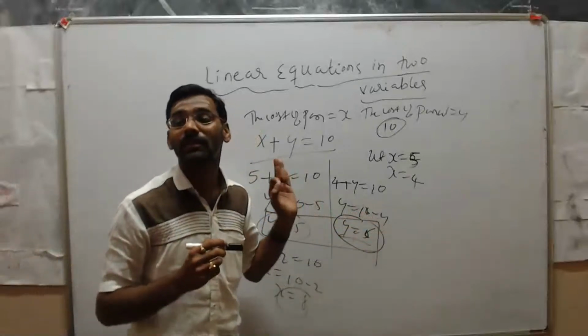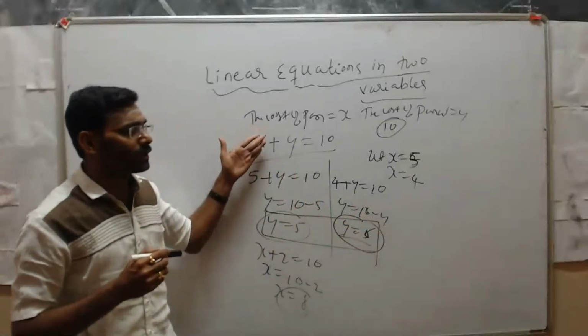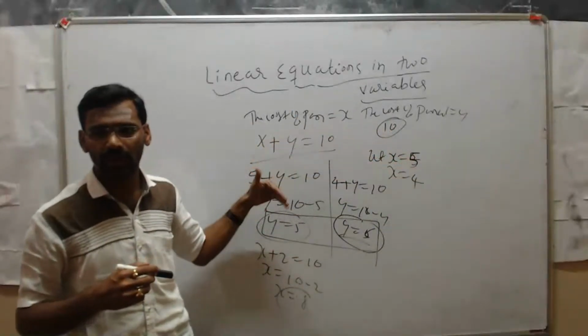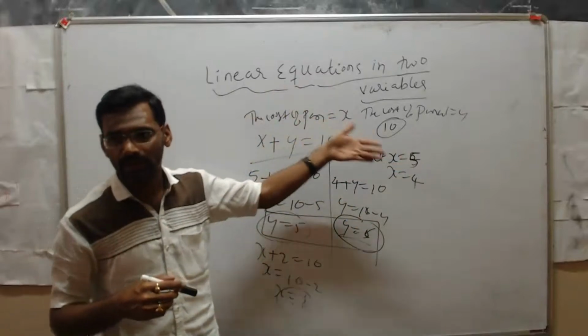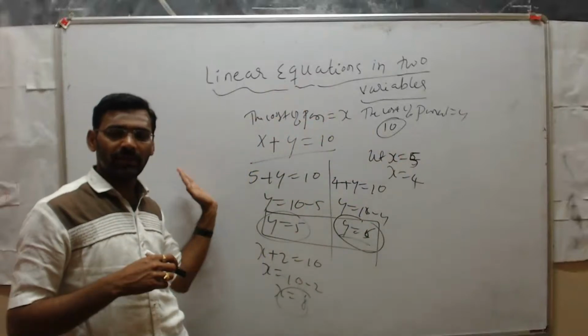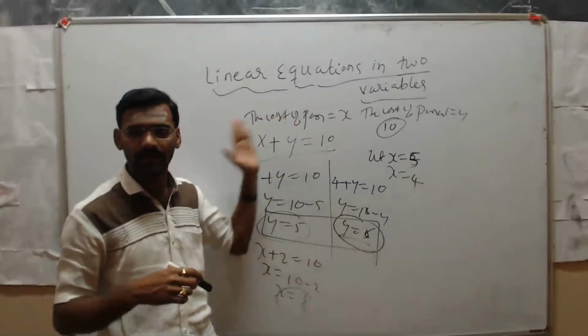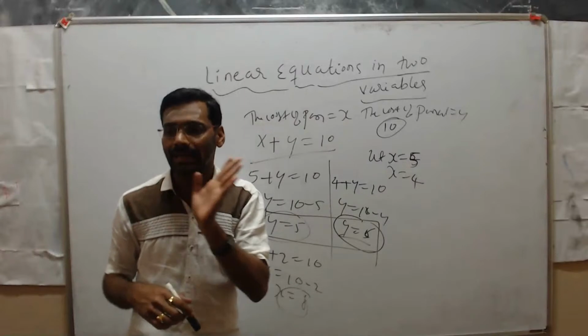Different solutions. If x value is 1, y value is different. X value 2, y value is different. X value is 3, y value is different. X value is 4, y value is different. If y value is 1, x value is different. Y value is 2, x value is different. Y value is 10, x value is different. Y value is 200, x value is different. What does it indicate?